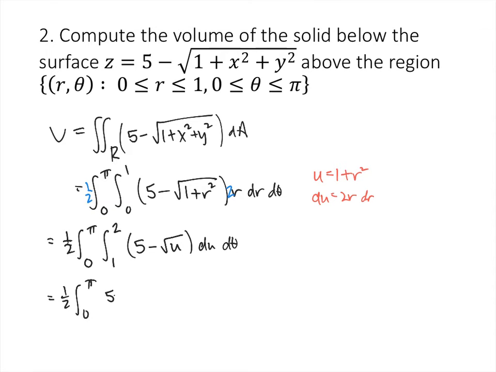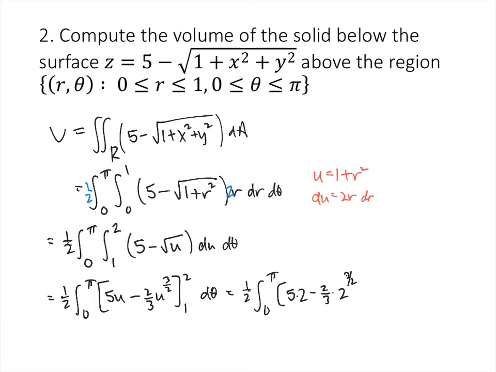Antiderivative of 5 is 5u. Antiderivative of u, think of u as u to the 1/2, so that's going to be u to the 3/2 multiplied by 2/3. And then again, we need to plug in 1 and 2 and subtract. When we do that, we're going to get 5 times 2 minus 2/3 times 2 to the 3/2, and then minus the quantity, 5 times 1 minus 2/3 times 1 to the 3/2. And then again, we need to integrate that with respect to theta.